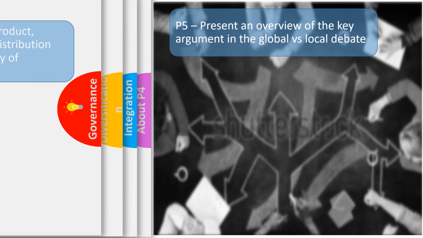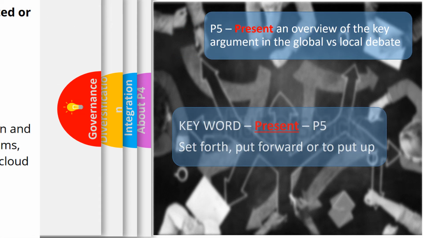Let's look at the question first and try and understand that we understand the question. So it says, present an overview of the key argument in the global versus local debate. Well, obviously we need to review the keywords first, and the key word here is to present. In the English dictionary, the definition of present means to set forth, put forward, or put up. So, put forward the arguments regarding global versus local debate.